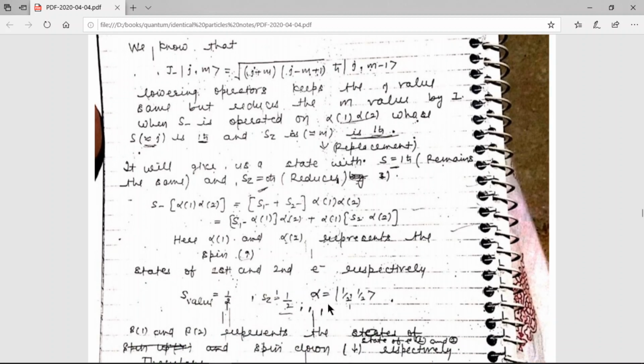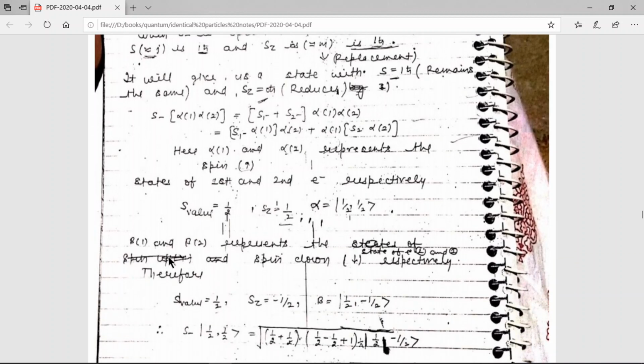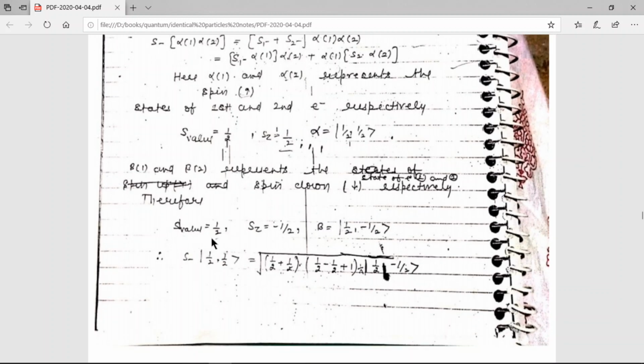Now alpha of two electrons can be represented by 1/2, 1/2, and beta 1 and beta 2 represent the spin down states of electrons 1 and 2 respectively. Therefore, s value is equal to 1/2 and sz is equal to minus 1/2, so beta can be represented by 1/2 and minus 1/2.